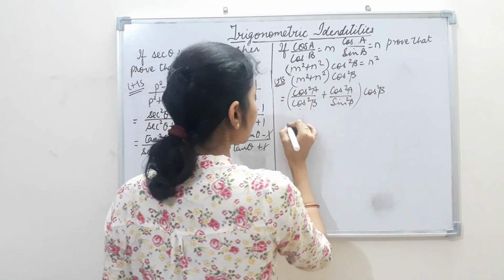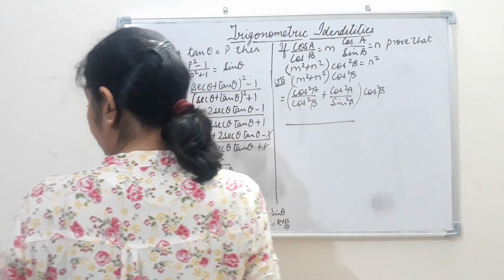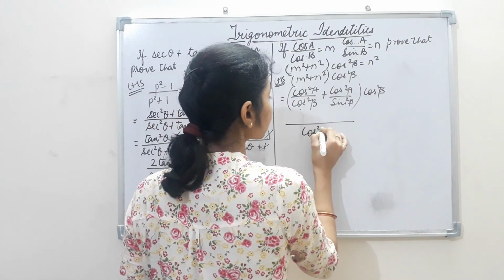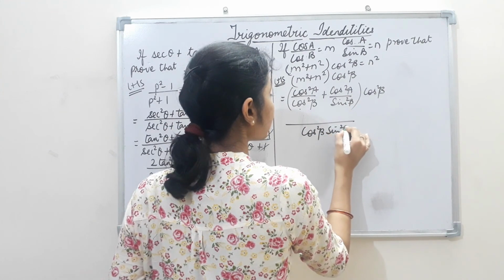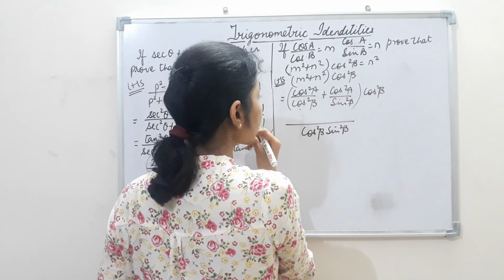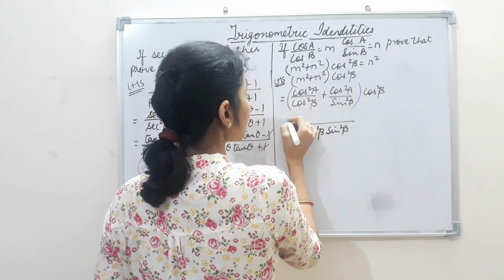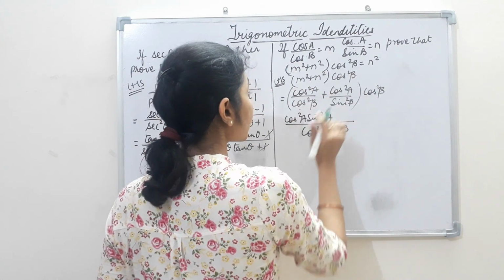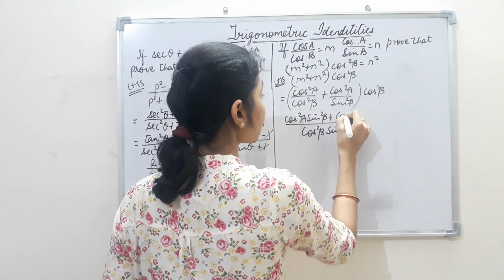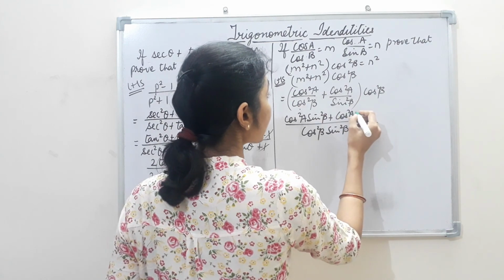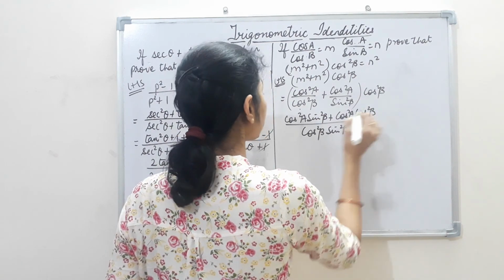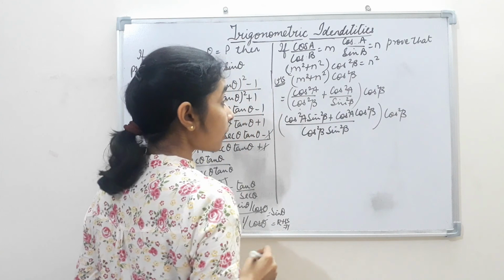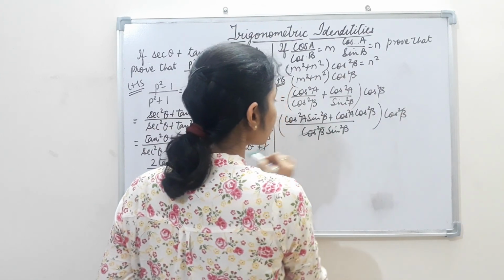Now taking the LCM here, what is the LCM? Yes, cos square B into sin square B gives me cos square B sin square B. This sin square B multiplies here, so we get cos square A sin square B. This cos square B multiplies here, so we get cos square A and cos square B. And outside the bracket I have cos square B. Now this cos square B and this cos square B cancel.